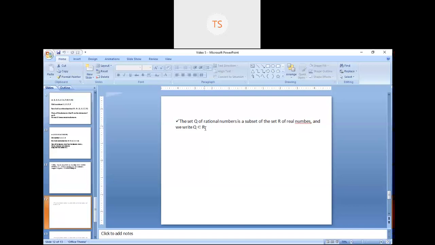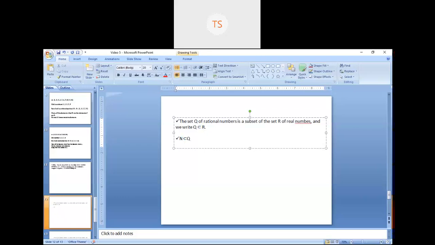Okay. Now if I say that N is a subset of Q, is it true? The set of natural numbers is a subset of rational numbers. Is it true? Capital N is a subset of capital Q. Is it true?